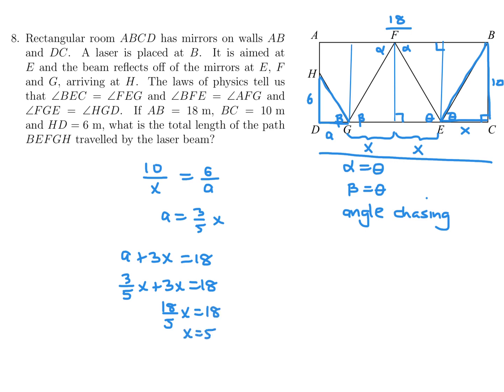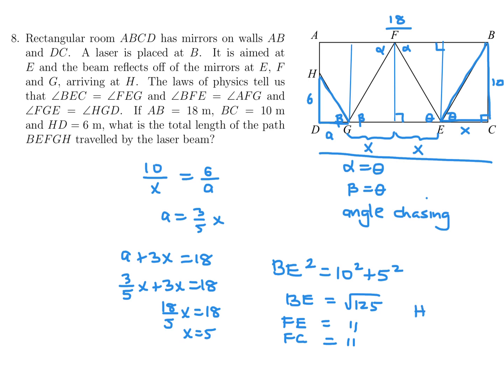And therefore, what are we trying to figure out here? Oh, the total length of the path. Okay, so I've got to first figure out what is BE. And we can do that with Pythagoras, pretty straightforward, 10 squared plus 5 squared. So BE will be root 125. And the exact same story holds true for FE and FG. They will also be root 125.